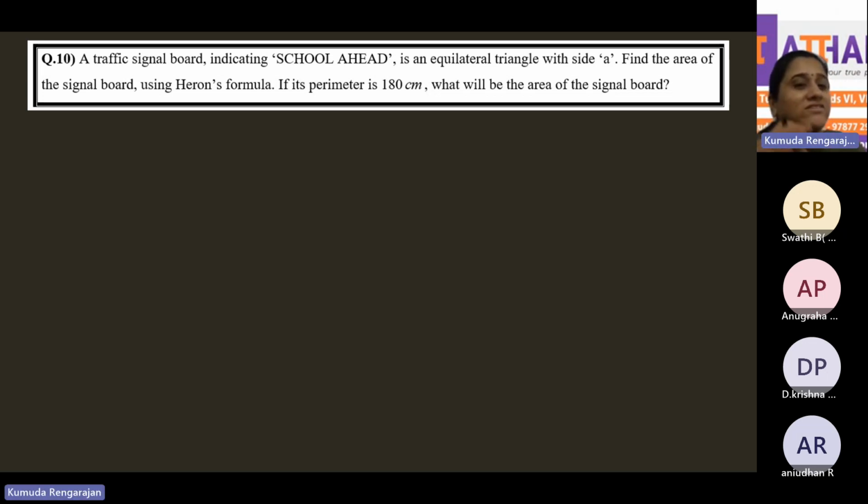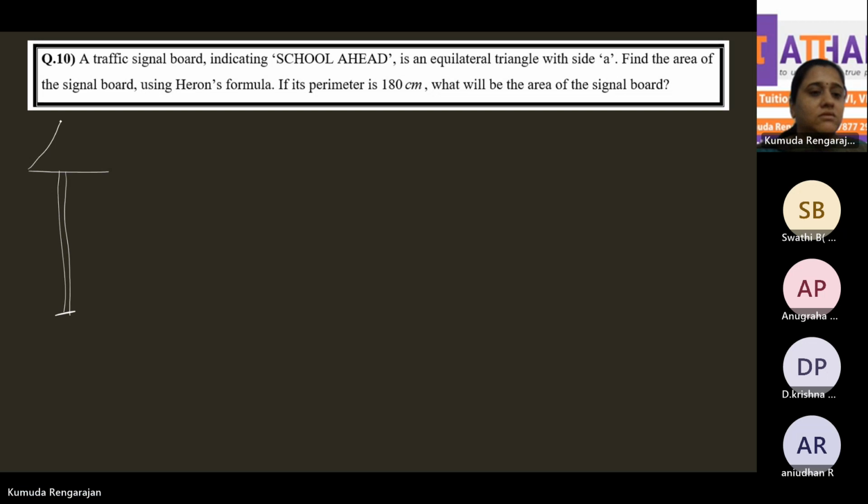So a traffic signal board indicating school ahead is an equilateral triangle with side a. So it's a post like this on the ground. Okay, so it will be written like this: school ahead. And you can see, mostly one child's image as if he or she is running to school. Have you seen that?